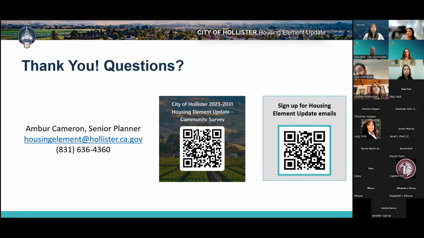In addition to that, we have a QR code for a MailChimp for the Housing Element Update to receive emails on anything that goes out moving forward. And again, you should be able to scan that from your phone. In case those QR codes are not working for you, you can go ahead and send an email to the Housing Element email as well, and we can follow up with links to either of them for you to join. So with that, I'll open the floor for any further comments or questions that anyone may have.